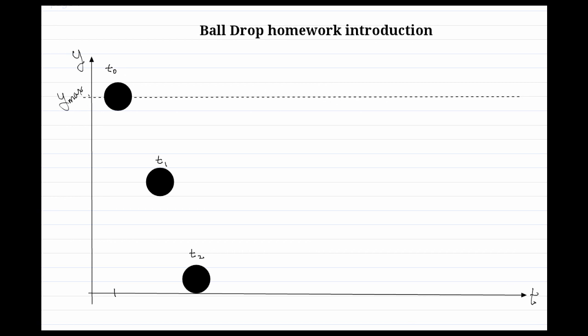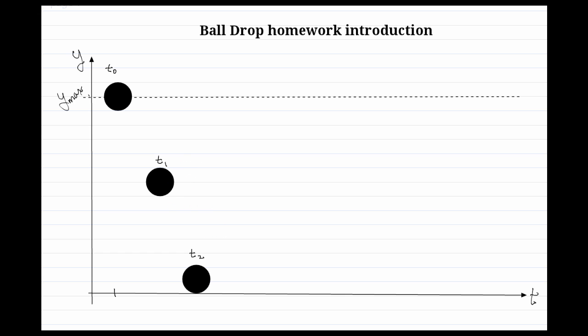Now, what I have here already drawn is the ball at its maximum height, right here. And that's where it is initially. And we let go and the ball falls. And we know that it accelerates. It picks up speed as it falls to the ground. And at this time, T2, this is the instant the ball hits the ground.